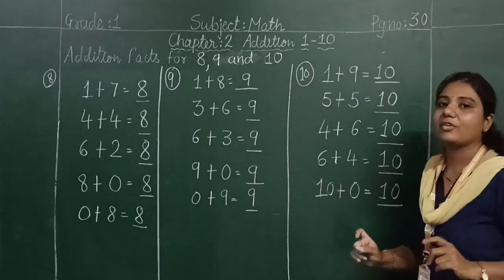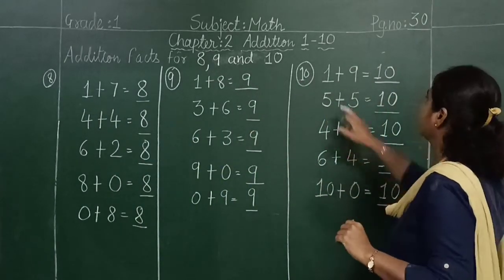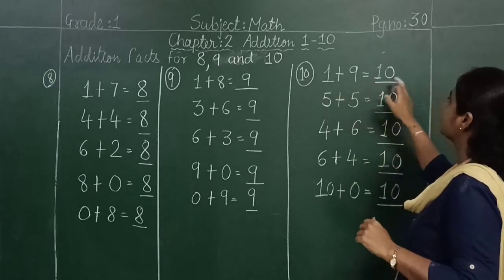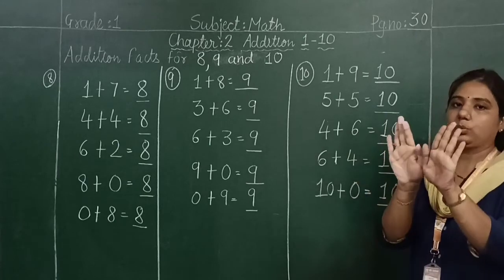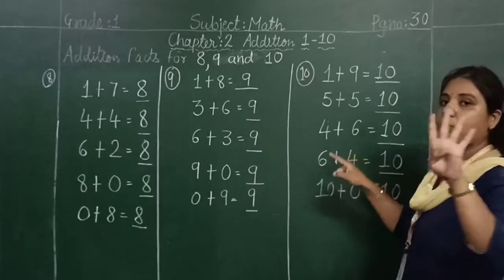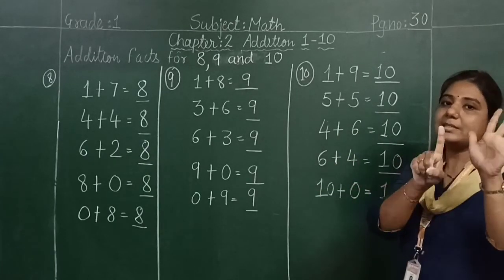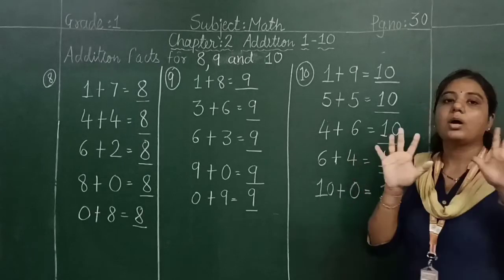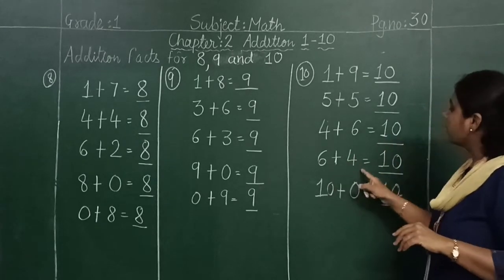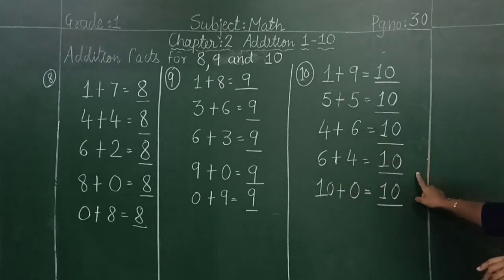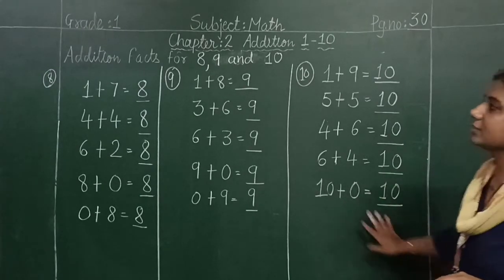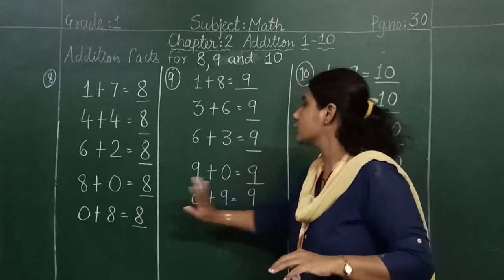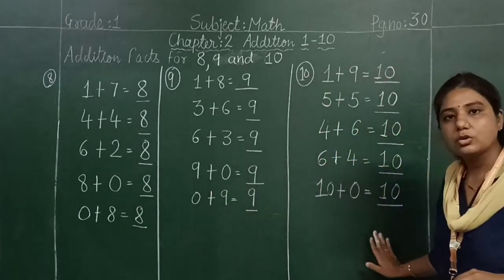Addition facts of number 10. 1 plus 9 equals to 10. 5 plus 5 equals to 10. 4 plus 6 equals to 10. 6 plus 4, 10. 10 plus 0, 10. So this is the addition facts of 8, 9 and 10.